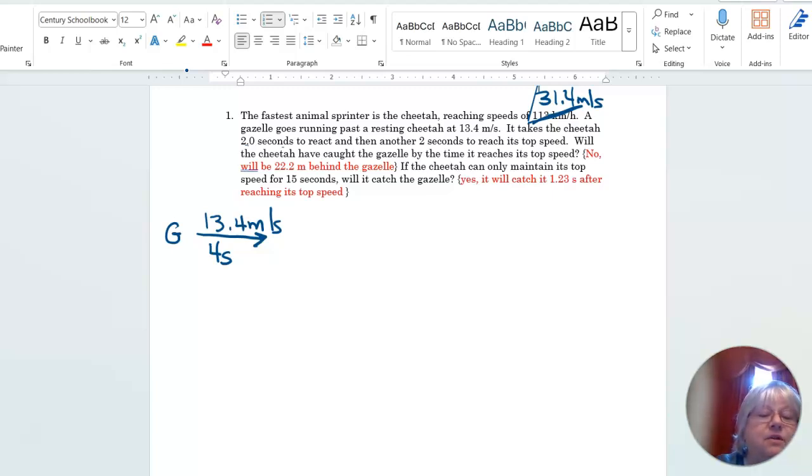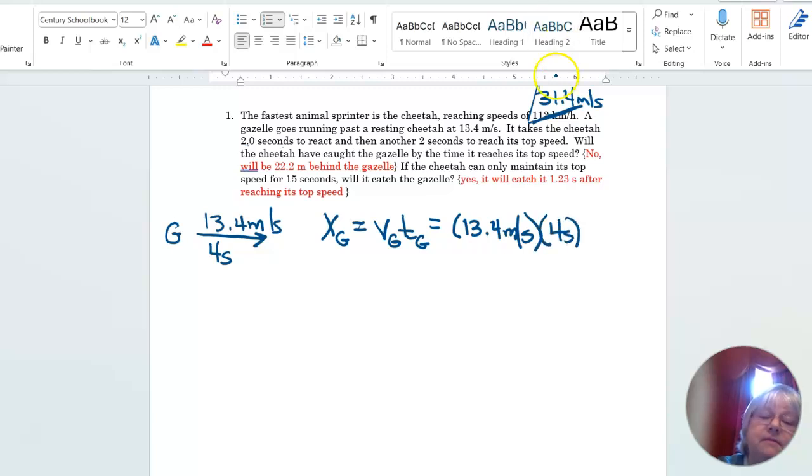Since I know the gazelle's velocity and the gazelle's time, I can say the distance that the gazelle goes, and I'm using the G for the gazelle, is equal to the gazelle's velocity times its time. So that's going to be 13.4 meters per second times 4 seconds, which means that my gazelle runs for a distance of 53.6 meters.